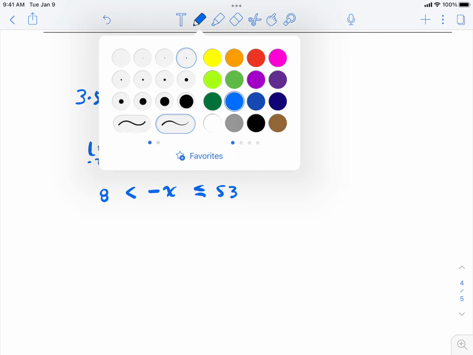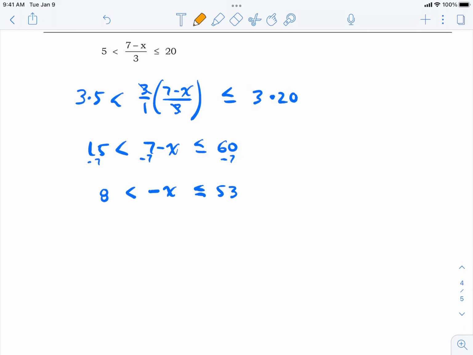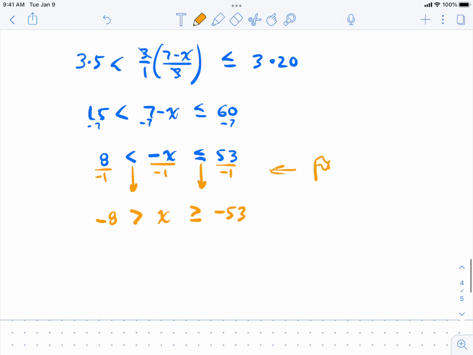Well, what we're going to do now is you could either multiply or divide. It doesn't matter. I think people are mostly in the habit of dividing. So I'm going to divide by negative 1 everywhere. And because I'm dividing by a negative, flag on the play, those have to switch around. So this will be a negative 8, but that switches around. This will become a positive x, but that switches around. This will become a negative 53.